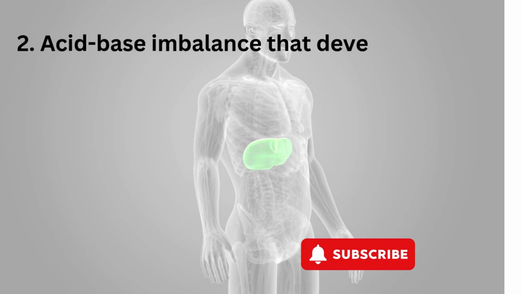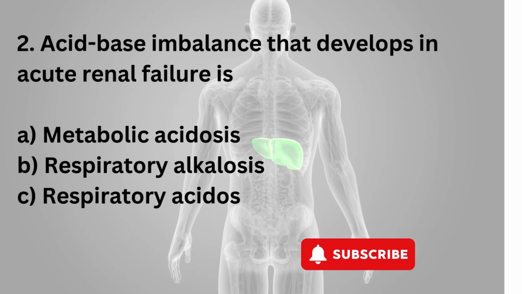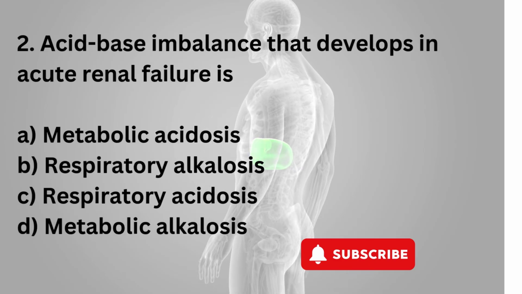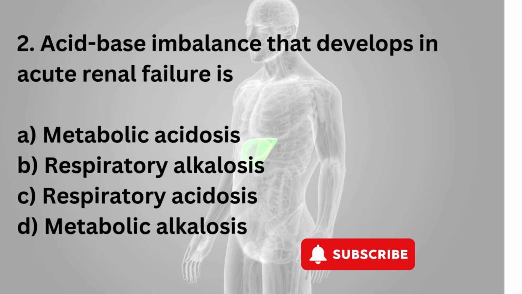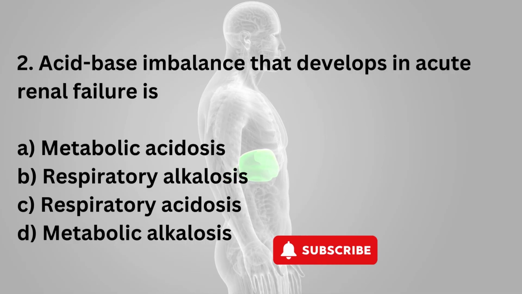Acid-base imbalance that develops in acute renal failure is A. Metabolic acidosis. B. Respiratory alkalosis. C. Respiratory acidosis. D. Metabolic alkalosis.